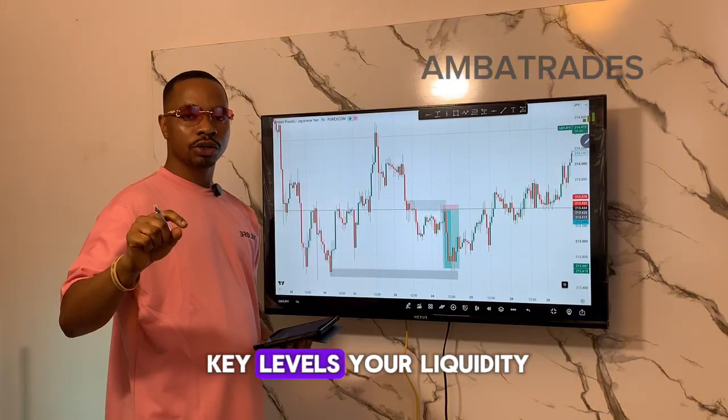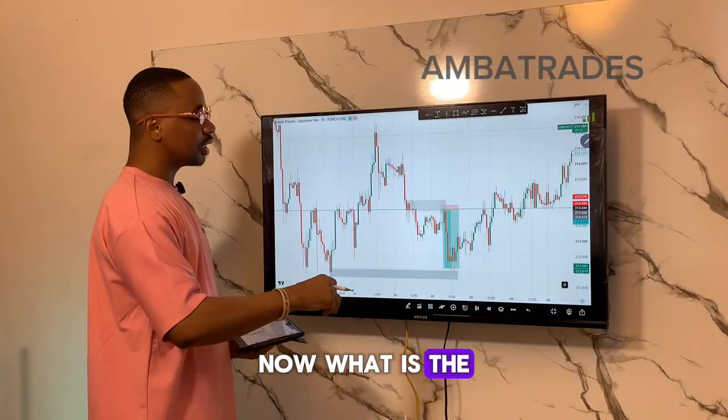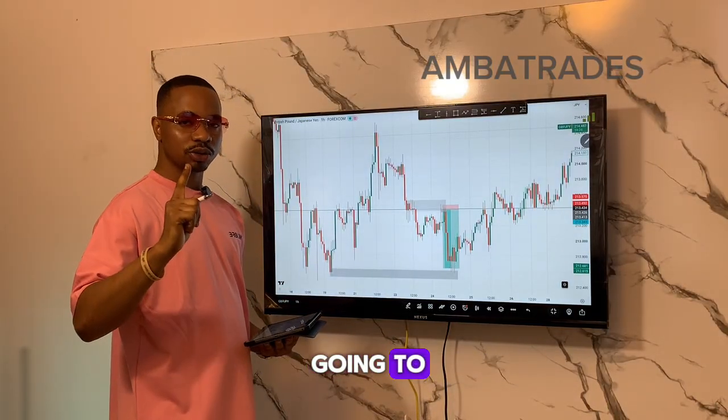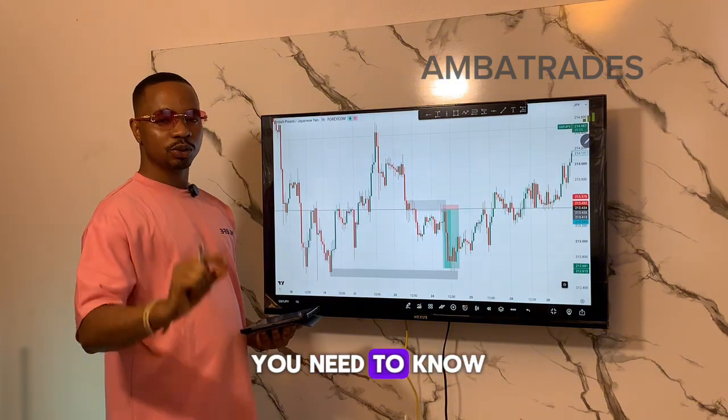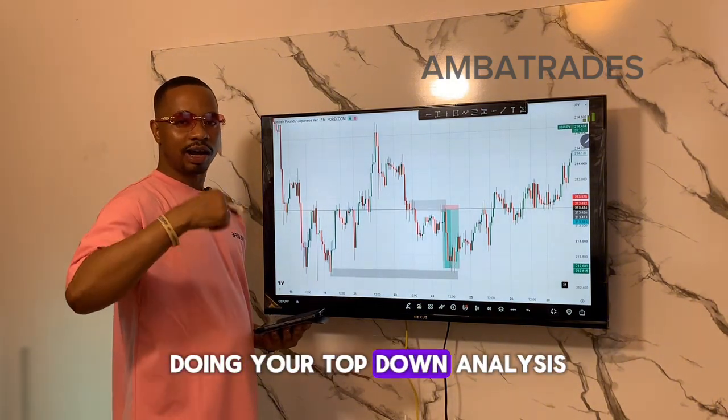Your key levels, your liquidity, and your POI. All right. Now, what is the key level? For example, you need to understand where the market is going. That is very important. You need to know your market structure. That is why I made mention of you doing your top-down analysis.